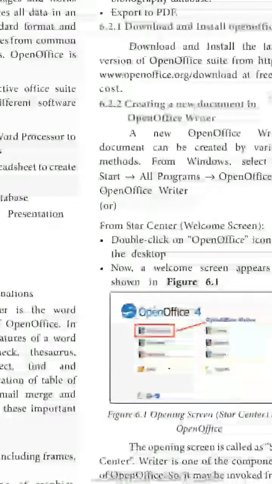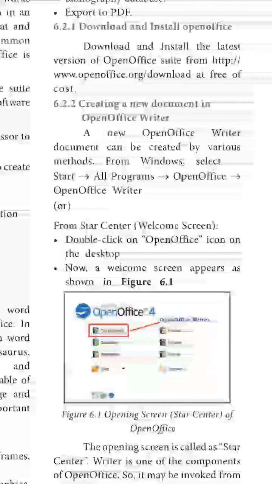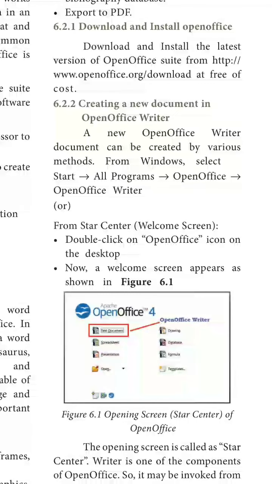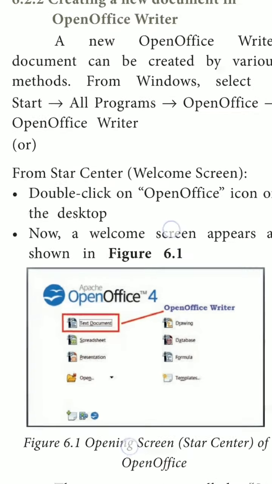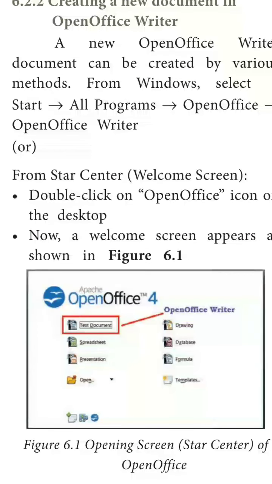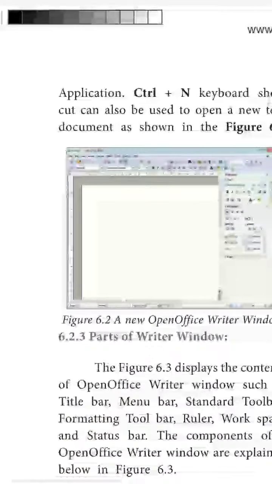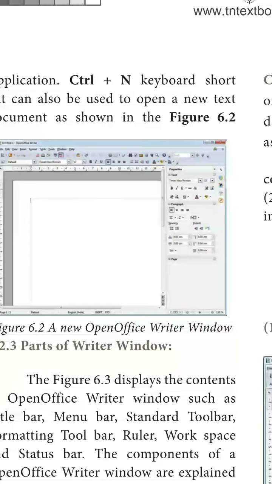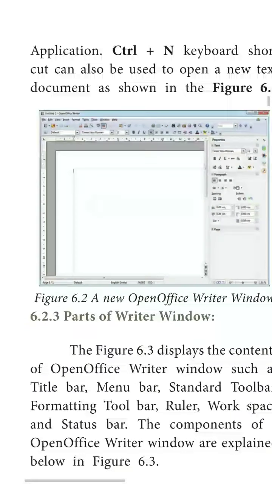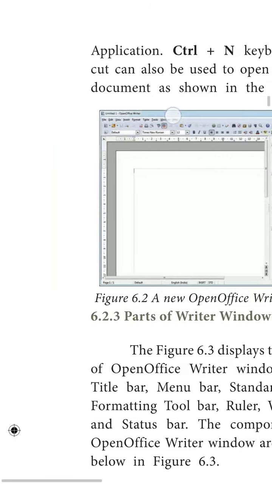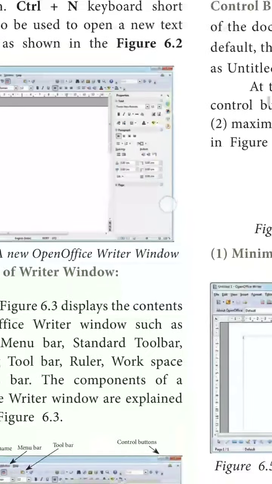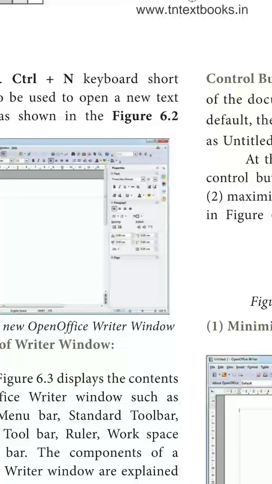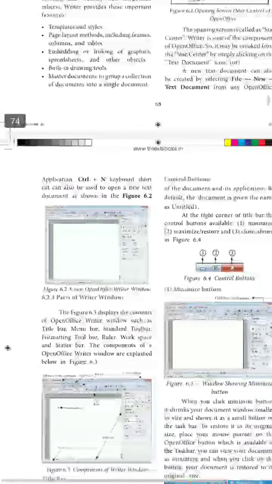To create a new document, you first have to open the software by double clicking on OpenOffice Writer, and it will show this option. Okay, you click on that, then it will show the screen like this. Your screen will be like this: the white space is the work area, the topmost is the menu area, and these are the submenus for the menus above.